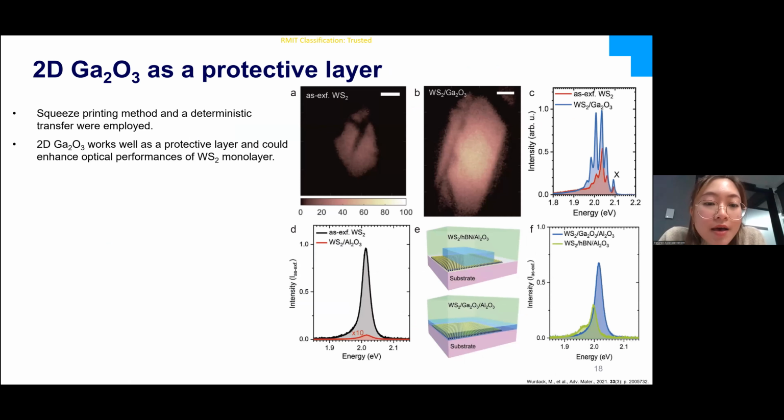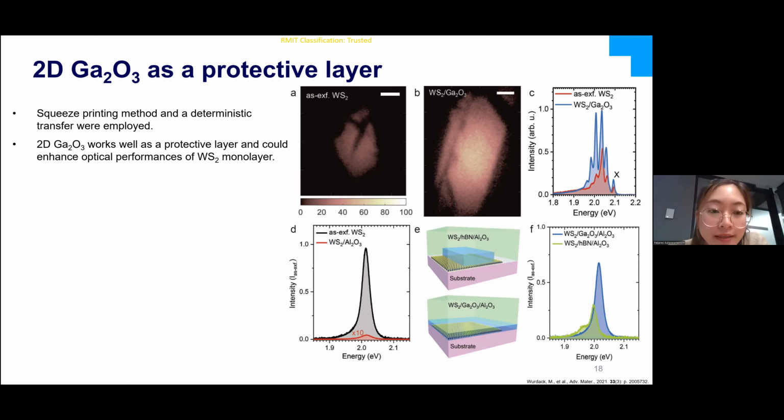Especially 2D gallium oxide can be used as a protective layer. This one is the work from Matthias, which was published 2 years ago. This work has demonstrated that an encapsulation of tungsten disulfide with ultrathin gallium oxide synthesized from liquid gallium can be protective. You can see in figure A and B that it not only protects the tungsten disulfide, it can enhance the optical property of the material as well. And also it protects the tungsten disulfide from further fabrication processes.